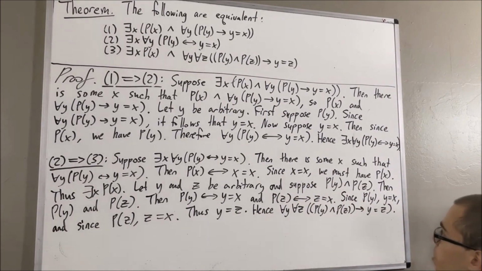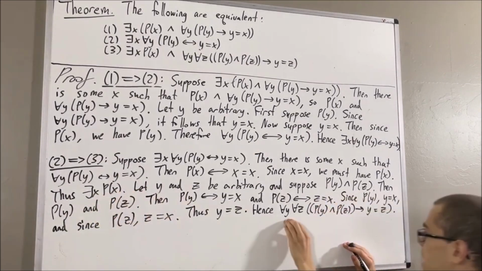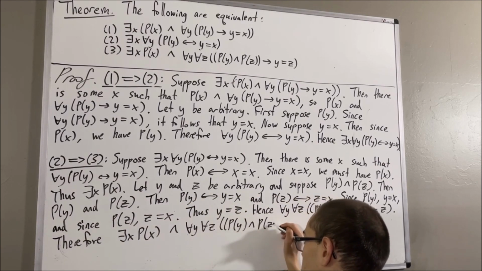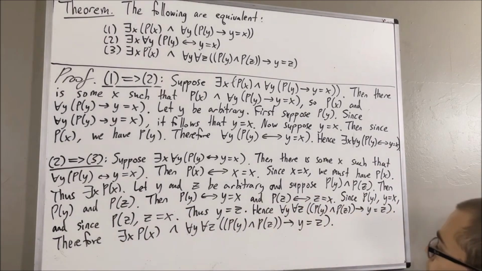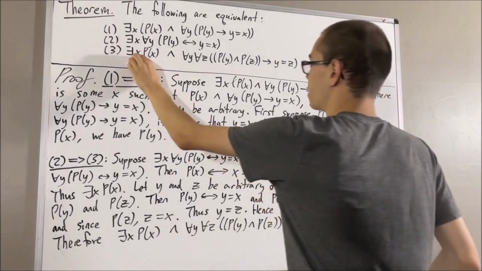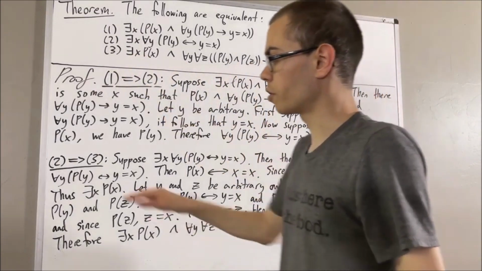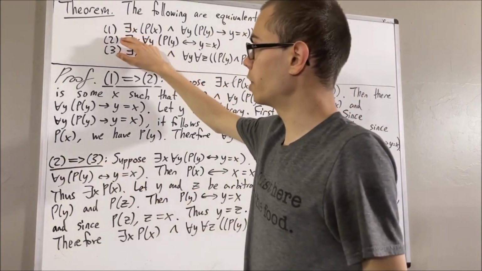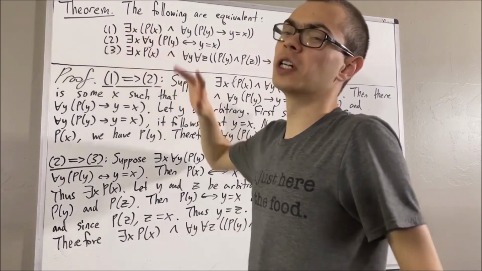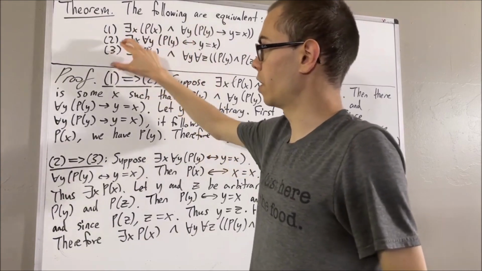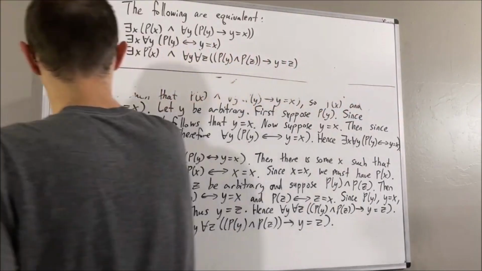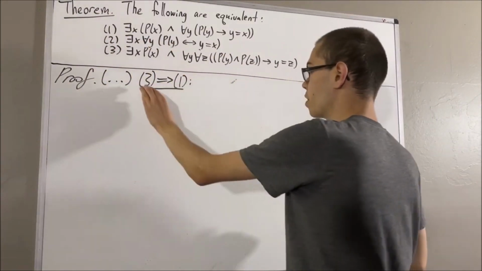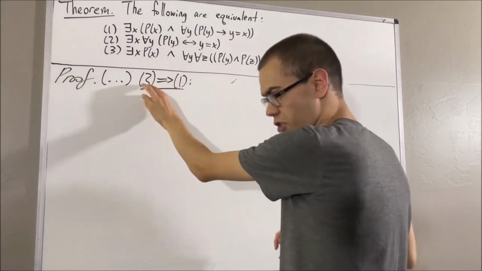So we have shown that this is true and this is true. And that means we have shown that 3 is true. So we have shown that if 2 is true, then 3 is true. So at this point, we have shown if 1, then 2, if 2, then 3. So all that's left is to show that if 3, then 1. And to show if 3, then 1, let's suppose that 3 is true.